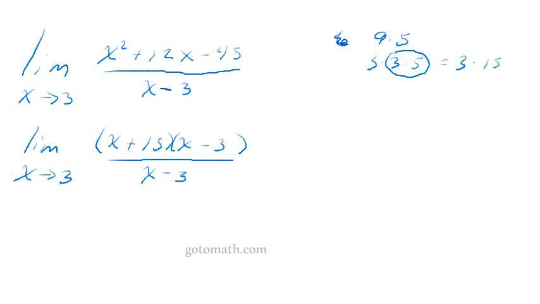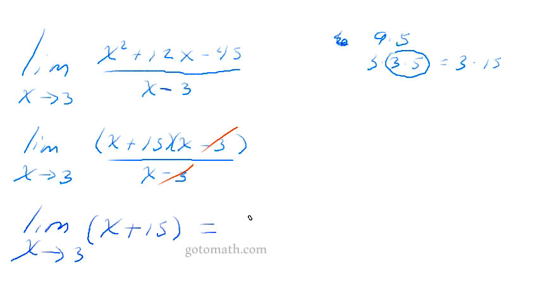So now what we can do is cancel out some like terms, and now we can go ahead and rewrite this limit, and I'll do that. We have the limit now as x approaches 3 of x plus 15. You can put parentheses around that if you want. And now we can go ahead and do the direct substitution, plugging 3 directly in. And what do we get? 15, 16, 17, 18. Right. So our limit is equal to 18.